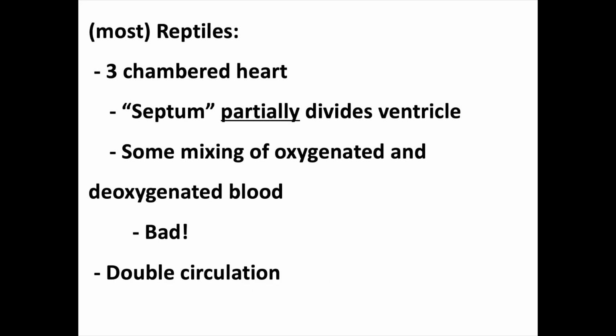So I can describe reptilian, most reptiles, as having a three-chambered heart. Again, that ventricle is not completely divided, so we could say that it's a single ventricle with two different parts to it. There's a septum that only partially divides this ventricle. There's some mixing of oxygenated and deoxygenated blood. Bad, and this is still double circulation. There are still two circuits here, even though there's some mixing going on.